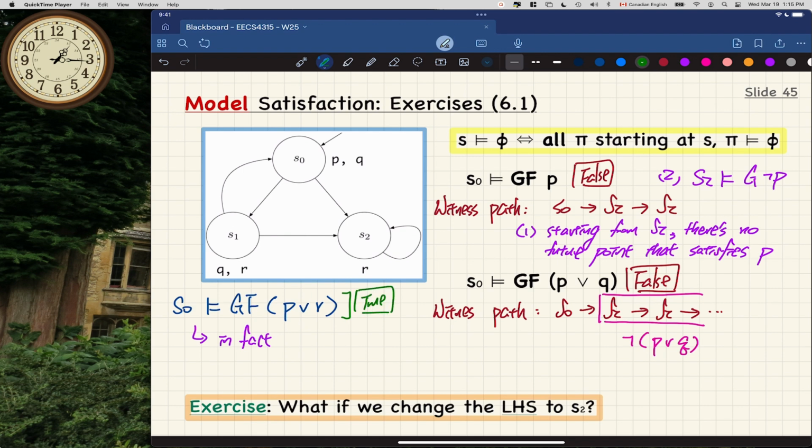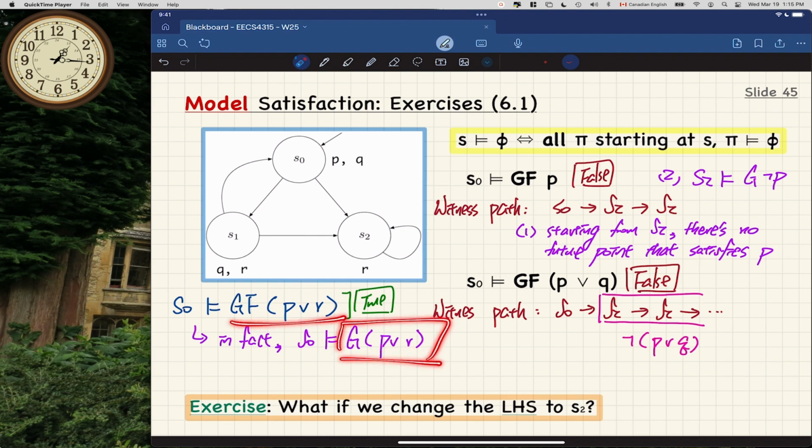But I can say, in fact, S0, the same starting state, model satisfaction, G, P or R. That's something we did a little bit earlier in the lecture. If I only have the global operator, I'm saying that for all the reachable states, or all the paths, it's going to satisfy this P or R. That's actually true. If I know that this is already true, this one here is a no-brainer, logically implied by that.